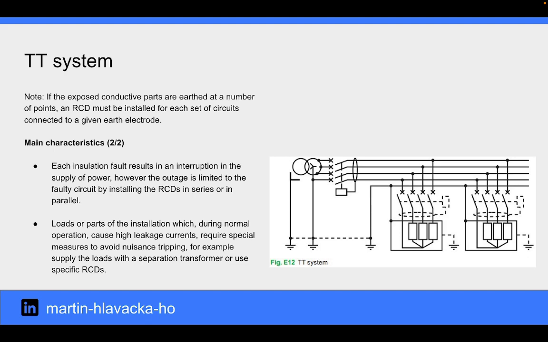Loads or parts of the installation that, during normal operation, cause high leakage currents require special measures to avoid nuisance tripping. For example, supply the loads with a separation transformer or use specific RCDs.